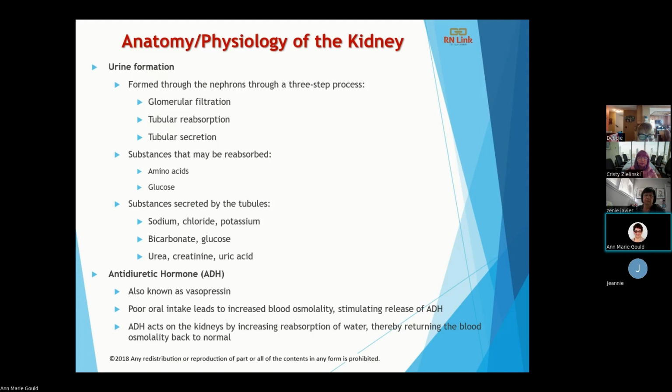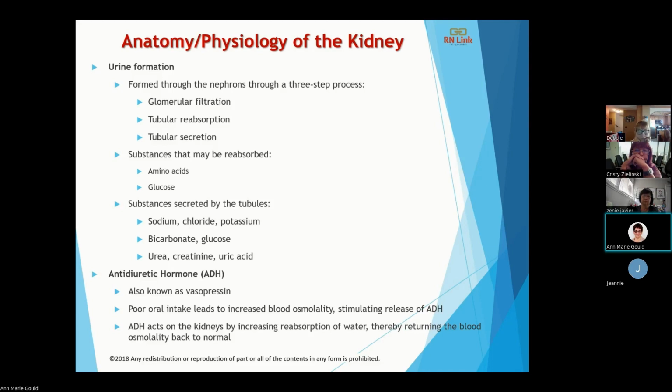So substances that may be reabsorbed are usually your amino acids and your glucose, right? Our amino acids are protein builders, we know that. Your substances secreted by the tubules could be your sodium, chloride, potassium, right? That's our chemistry panel, our electrolytes. Your bicarb and your glucose also, and then your urea, creatinine, and your uric acid. So sometimes if the kidney's not functioning properly, it may not retain your sodium or chloride or potassium, right? It may lose it, and then you have hypokalemia, or it keeps it in there, and then you have hyperkalemia.